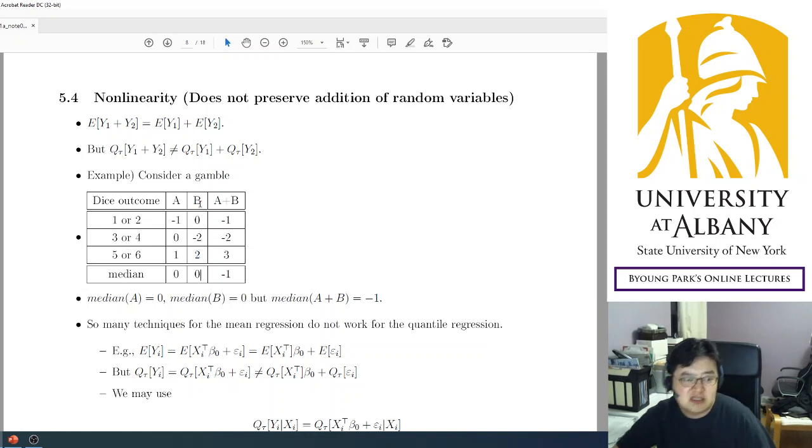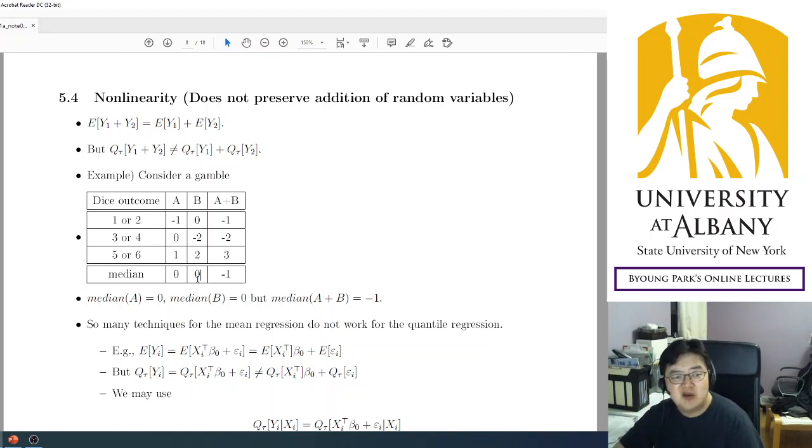In game A, there are only three possible outcomes, minus 1, 0, 1, and the three outcomes are equally likely. So it is straightforward, trivial, that the median is 0. And if you play game B, also there are three equally likely outcomes, minus 2, 0, and plus 2. So the median is again 0. Right? Those are the median outcomes.